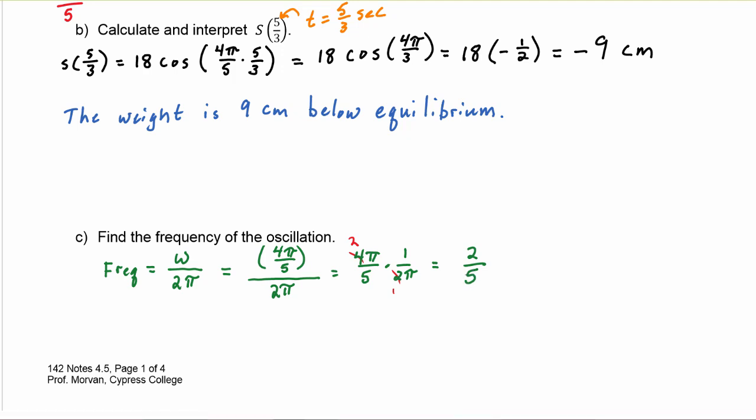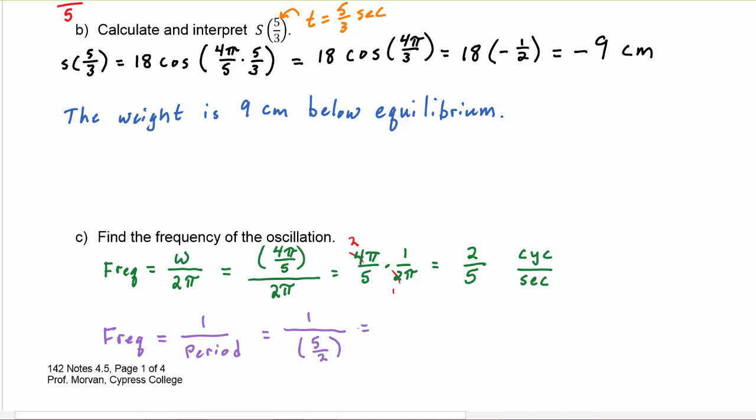The units of frequency are going to be in cycles per second here. We can also find frequency because we know it is the reciprocal of the period. So this would become 1 divided by 2.5, which we know we can write as 5/2, which of course turns into 2 over 5.